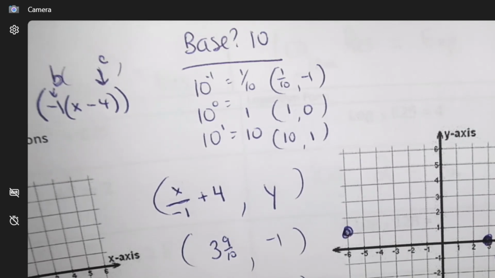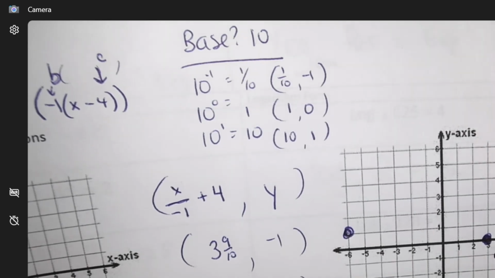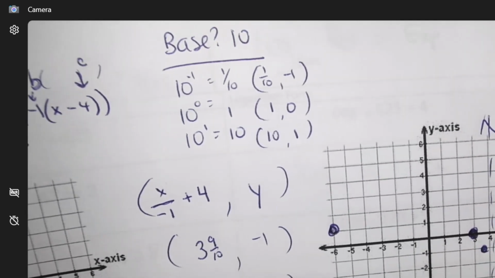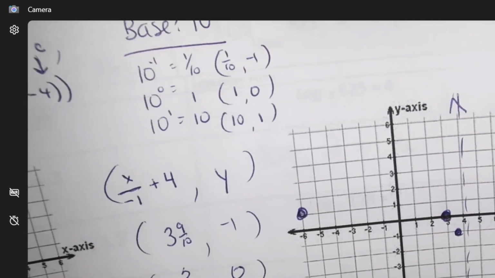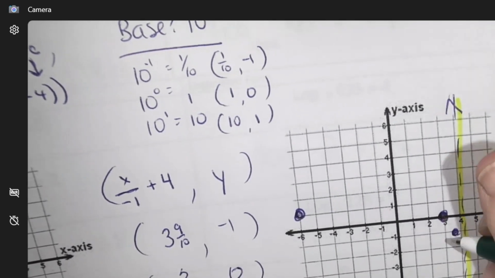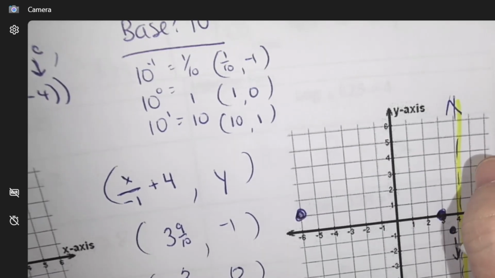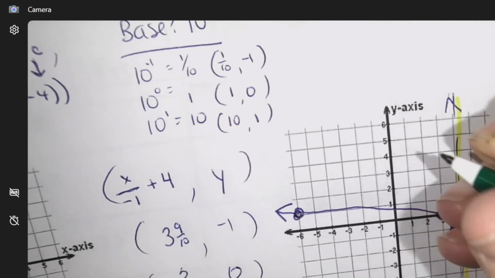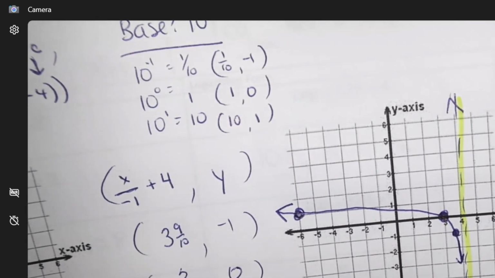Okay, where's the asymptote? We have to shift it to the right 4. So there it is. And then it looks like I'm going to curve. Okay, and that looks appropriate because I remember what the log shape should look like and it has reflected.